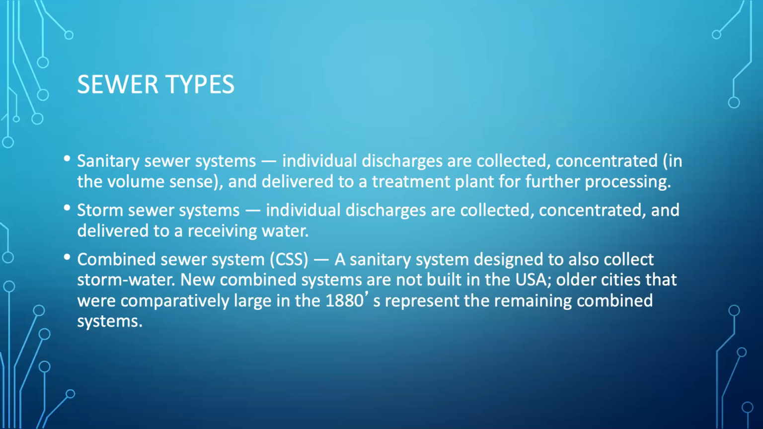And this is a sanitary system that's designed also to collect stormwater. Now in the United States, new combined systems are not built. In fact, I believe new ones wouldn't even be permitted. They would violate probably EPA rules and a few others. But the older cities in the United States, those that were comparatively large in say the 1880s, already have combined sewer systems in place, and it would have been cost prohibitive to tear them up and go into separate sewer systems. And I'll show a map in a second that will show where the combined systems are in the US.